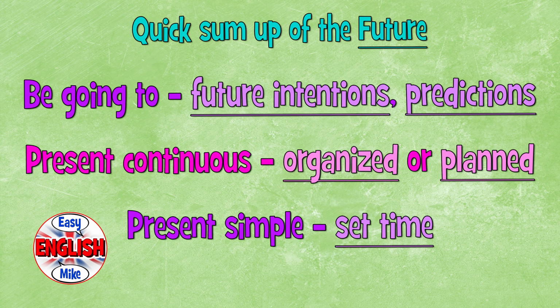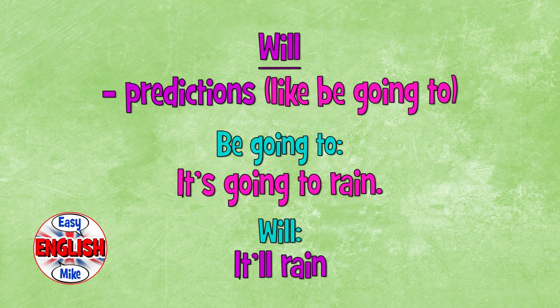So to sum up, we use be going to for future intentions and predictions, the present continuous for something we have already organized or planned, and the present simple if there is a set time. And now let's speak about will. As I said before, one of the uses of will is for predictions. So we can say, it's going to rain, or it will rain.